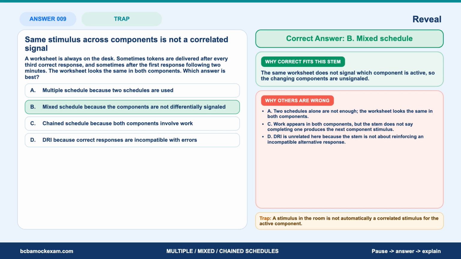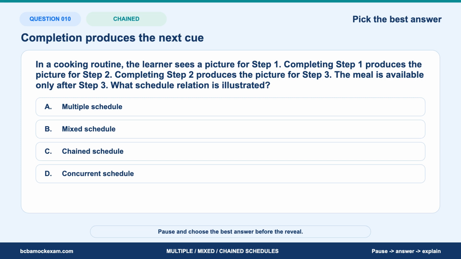The tempting answer fails because it skips one part of the schedule relation. Trap check. A stimulus in the room is not automatically a correlated stimulus for the active component. Question 10. Before looking for a familiar label, name what changes from one component to the next. In a cooking routine, the learner sees a picture for step 1. Completing step 1 produces the picture for step 2. Completing step 2 produces the picture for step 3. The meal is available only after step 3.